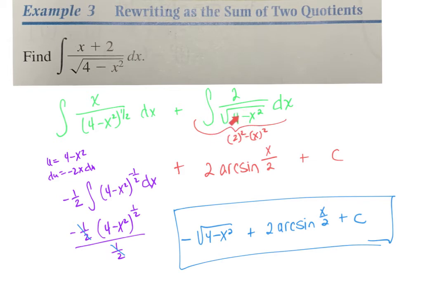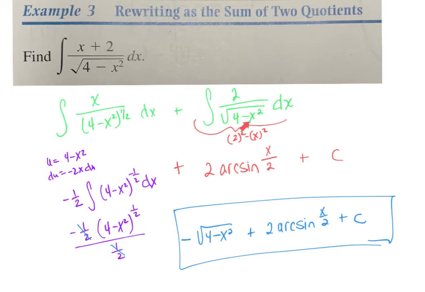A squared, my a being 2 squared, minus x squared, my u being x, right? So a squared minus u squared in the root. That is arc sine. This 2 is just like if it was on the outside. The 2 is just being multiplied. We don't have to worry about him at all.